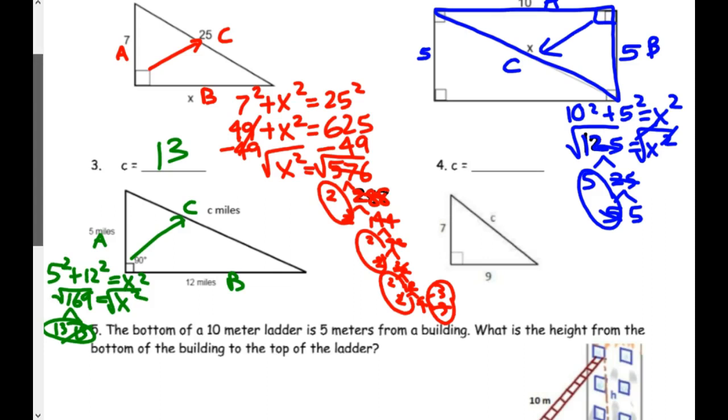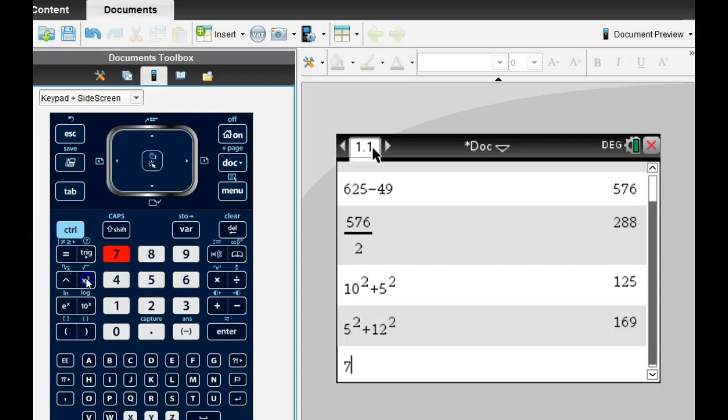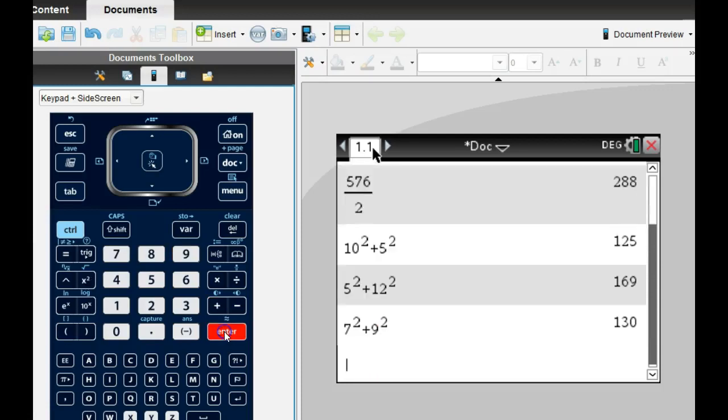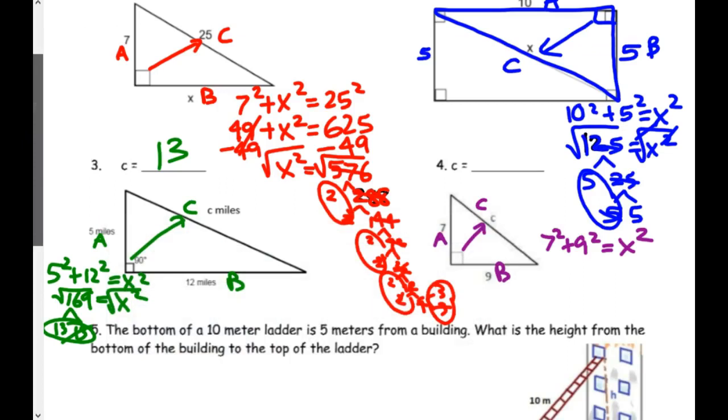Okay, and then over here, across from the 90 is C. We got A, we got B. So let's do this again. 7 squared plus 9 squared equals x squared. 7 squared plus 9 squared, one step in our calculator. We get 130. And then again, to get rid of the square, we do square root.